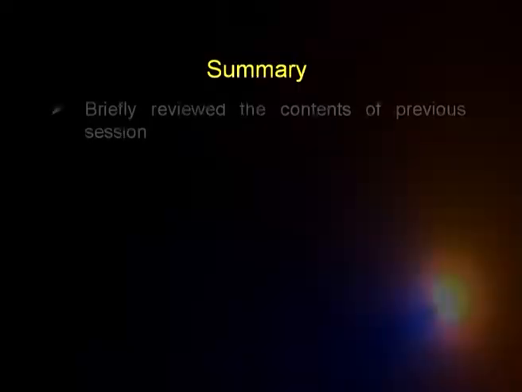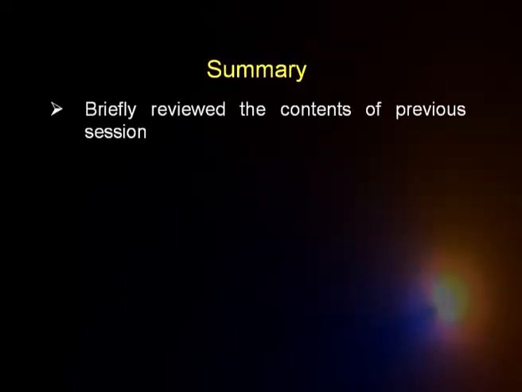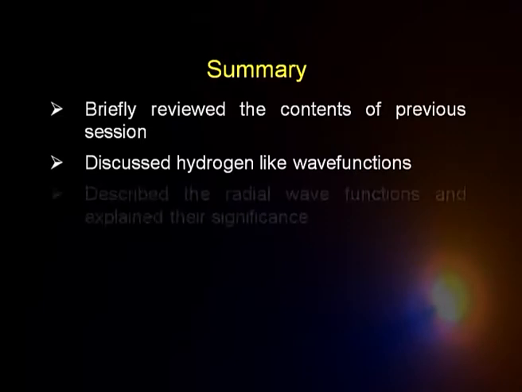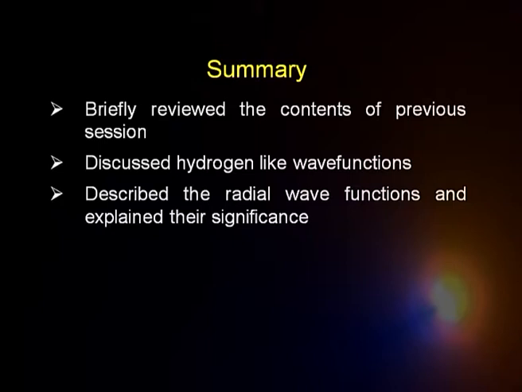Let us sum up what we have done today. We briefly reviewed the contents of my previous 2 sessions. Thereafter, we discussed what wave functions we have for the hydrogen atom or hydrogen-like ions, and the nature of those wave functions. Then we described the radial wave functions and explained their significance, because whether I plot radial distribution functions or radial probability functions, each one has its own significance.